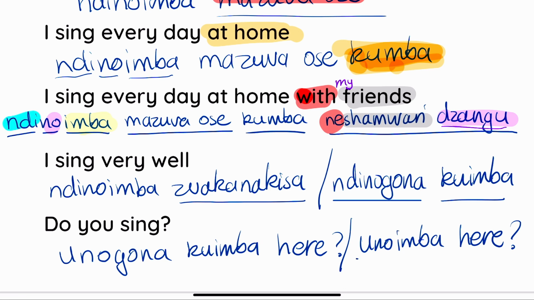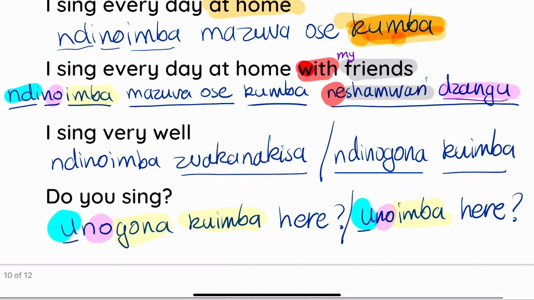So here again, u is marking our subject. That is the person we are asking if they're able to sing. We've got our present tense marker, no. And then here, our verb is gona, which is can. Here our verb is imba, which is sing. Unogona kuimba means can you sing? Here is our question word. So can you sing? Kuimba. Or unoimba here. Do you sing?